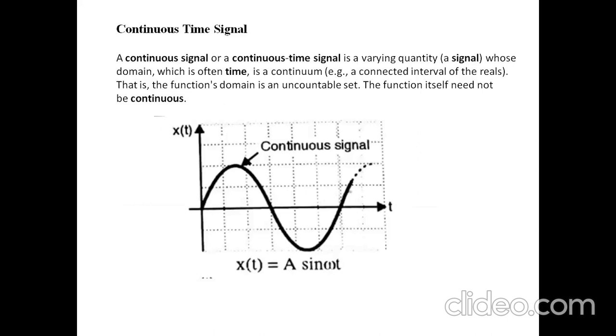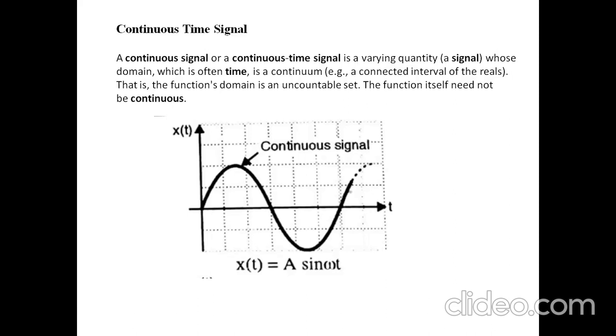Now, the third point is continuous time signal and discrete time signal. We go through the definition and what its graph will be. See, in this slide you can see a graph is shown. A sinusoidal signal is shown on the coordinate system. With respect to t, the amplitude is varying. The amplitude is represented by x of t. It is a continuous time signal. So x of t is represented mathematically as A sin omega t.